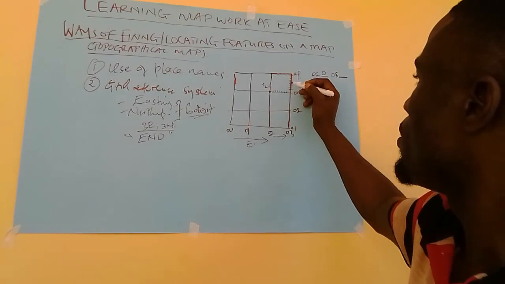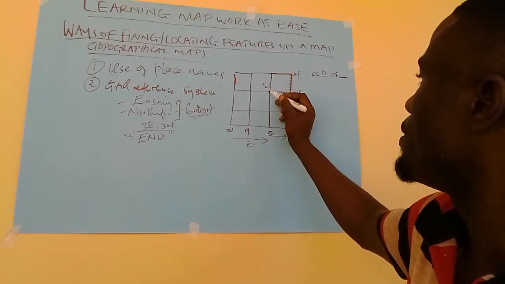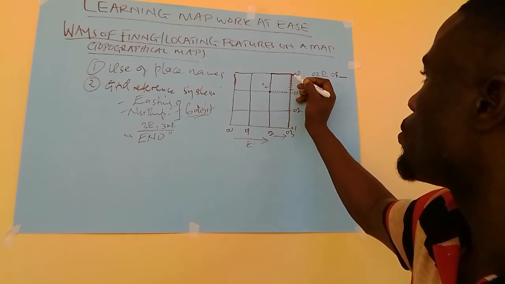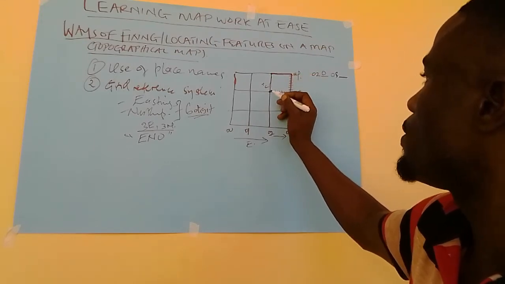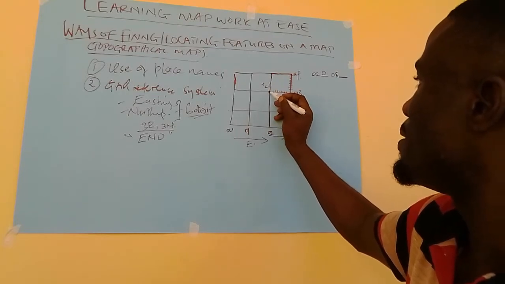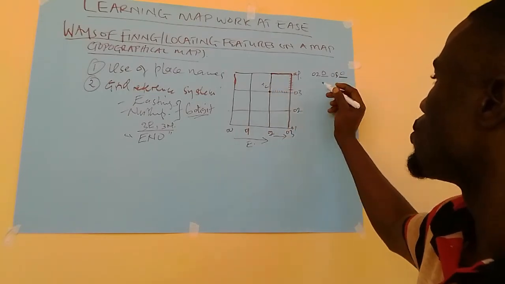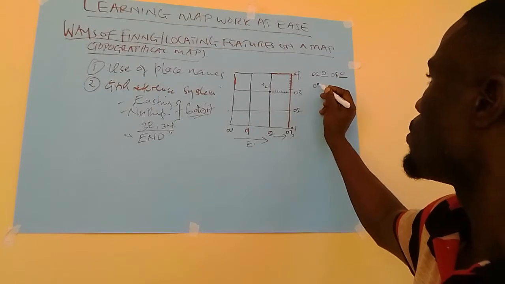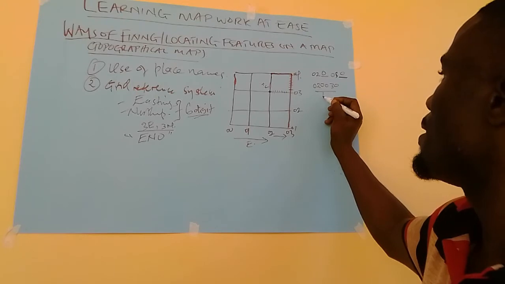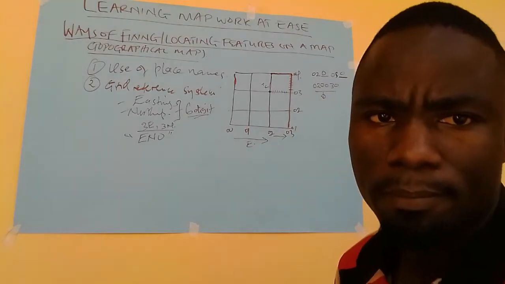Then we check northings. As it moved, it is on 03. Remember there are 10 small northings to go to 04. Has it moved? No. It is still on 03. That means it is 03, 0. So our point is going to be 02, 0, 03, 0. So this is the grid reference.